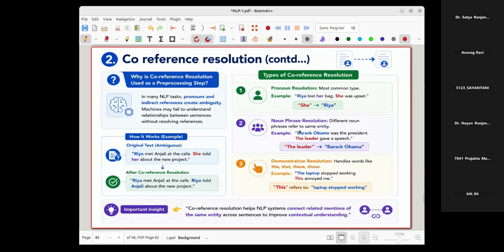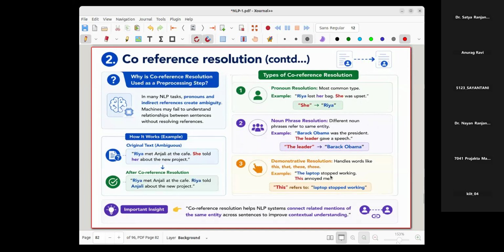Now what is noun phrase resolution? So here, let's say Barack Obama was the president, the leader gave a speech. Now here there is no pronoun. Here it is the leader. It is another word, another noun. Now this the leader refers to Barack Obama. That is called noun phrase resolution.